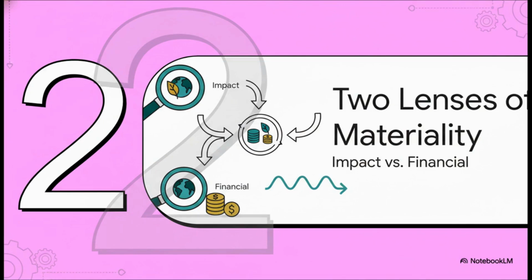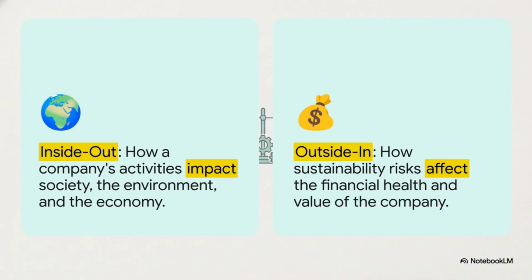Now here's where things get really interesting. A key evolution in how we think about these assessments is the understanding that the word material doesn't just mean one thing. To get the whole picture, modern frameworks look at it through two very distinct but equally important lenses. Think of it this way. It's pretty intuitive. On one side, you've got impact materiality. This is an inside-out view. It's all about how the company's operations actually affect the world around it, the economy, the environment, people.